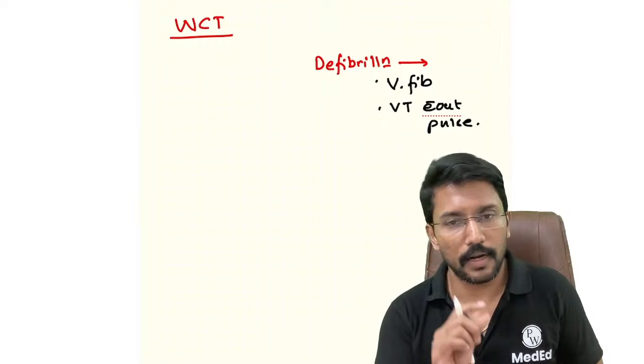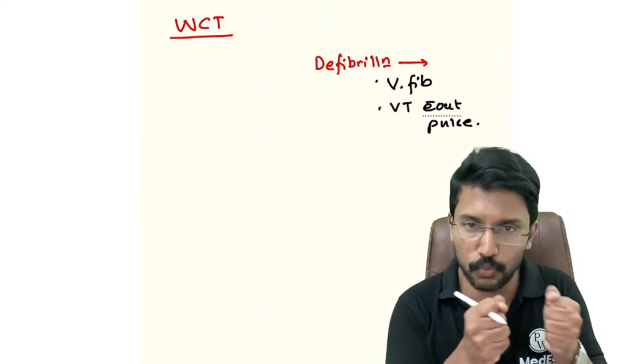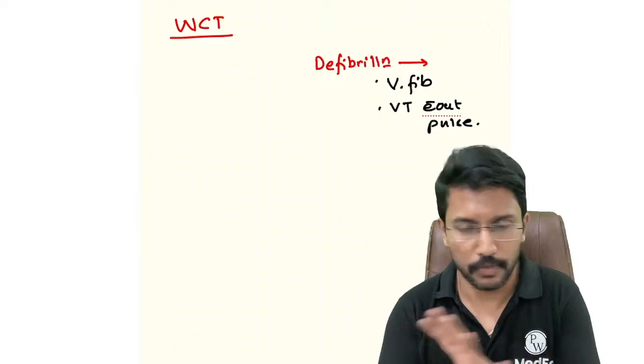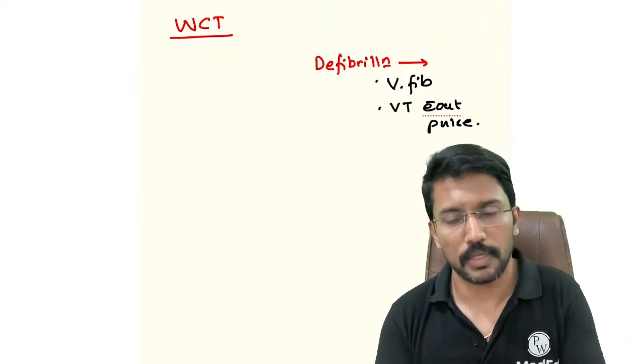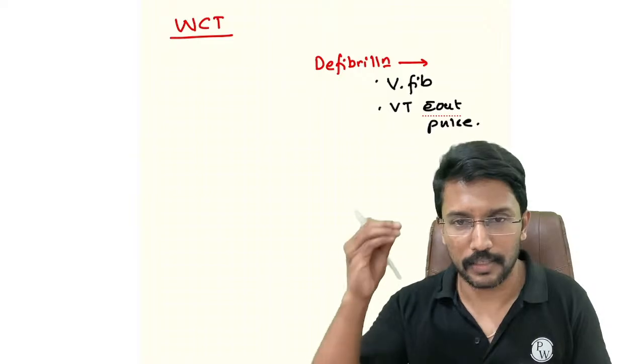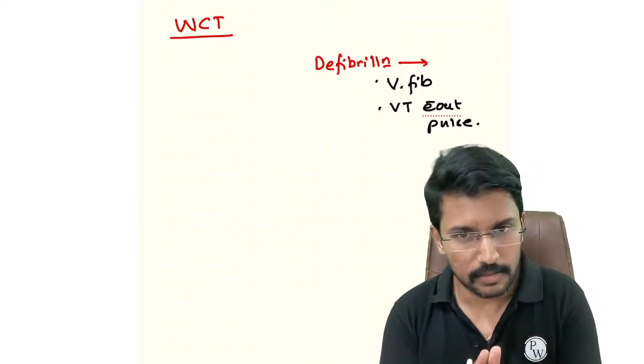Yes, the difference between cardioversion and defibrillation is, in cardioversion, the electrical shock is synchronized to the R wave. In defibrillation, we don't synchronize, just shock. Whether it falls on the QRS complexes, whether it falls on the P wave, whether the shock falls on the T wave, does not matter. Okay, that is step number 1.